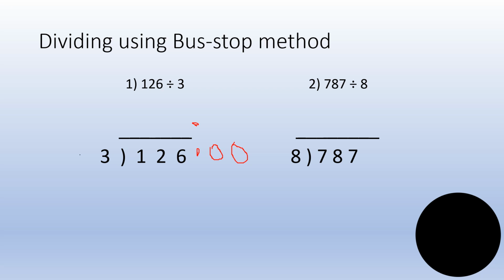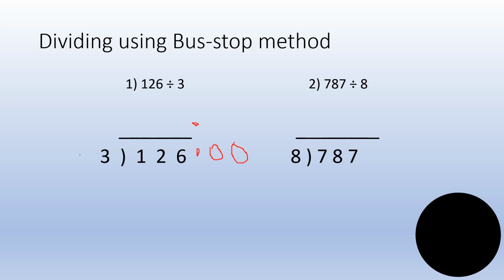So the first thing I'm going to do is decide where the 3 goes. Well, I've put the 3 over here because that's what I'm dividing 126 into. I want to see how many lots of 3 go into 126. So that's why my 126 is inside the bus stop, and the 3 is what I'm dividing into that.